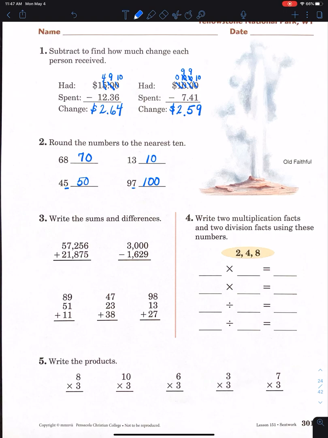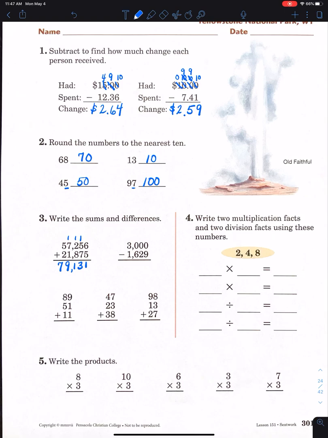All right, 6 plus 5 is 11. Carry the 1, bring the 1 down. 5 plus 1 is 6. 6 plus 7 is 13. Carry the 1. 1 plus 2 is 3. And 3 plus 8 is 11. Carry the 1. 1 plus 7 is 8. 8 plus 1 is 9. And 5 plus 2 equals 7.